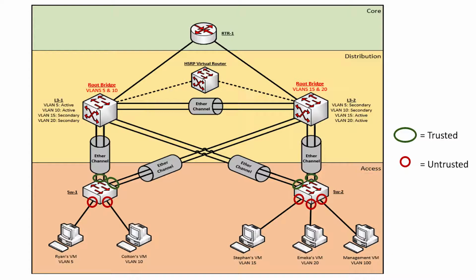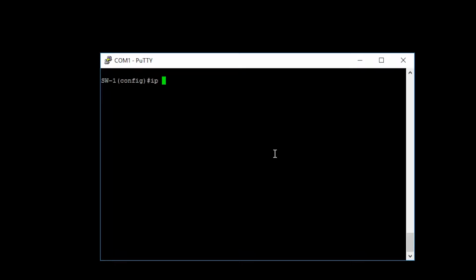Ports labeled with a red circle indicate that they are access links connected to end devices, and thus we do not want them sending any DHCP offers on our network. Ports with green circles indicate that they are trunk links configured to be in the trusted mode, as they lead to where our DHCP servers are located in the distribution and core layers of our network. Configuring DHCP snooping on the switch is rather simple. To enable DHCP snooping, we only need to use the command ip dhcp snooping.